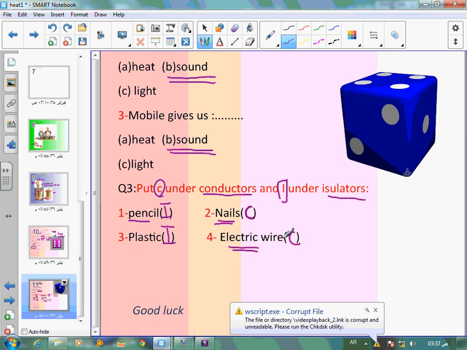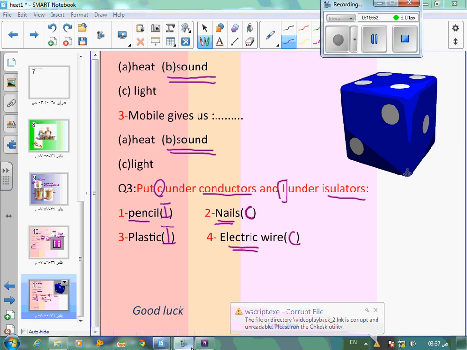At the end of the lesson, we know that the sun is the main source of heat and light. There are other examples of heat and light, such as electricity and fire. We know the difference between conductor and insulator.